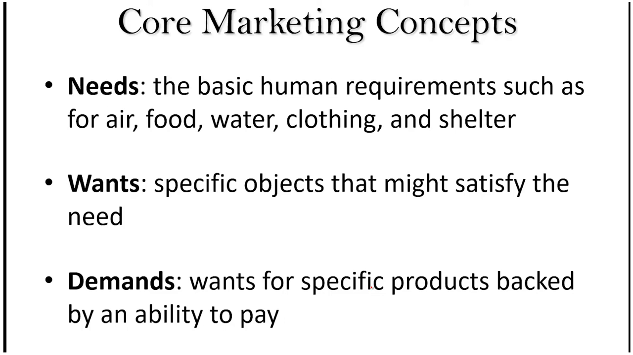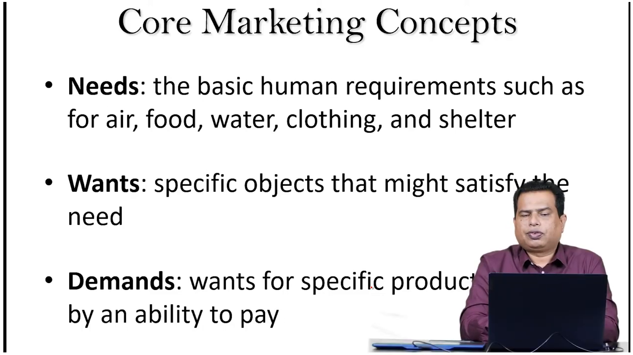For example, I'm feeling thirsty. To quench my thirst, I may have many options available, but what specific product? For example, I may want a glass of water, I may want a glass of juice, I may want a glass of soft drink, etc. So there can be many options to satisfy that need. So if I specify that I need a glass of water or a bottle of water, then it means I want a bottle of water. So that becomes a want.